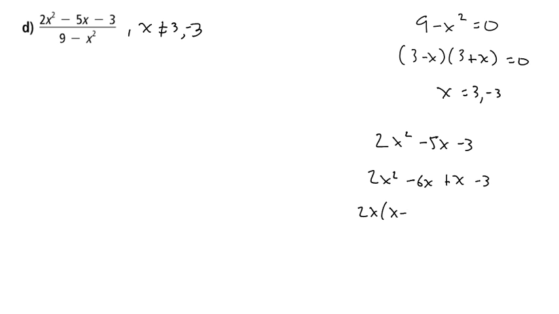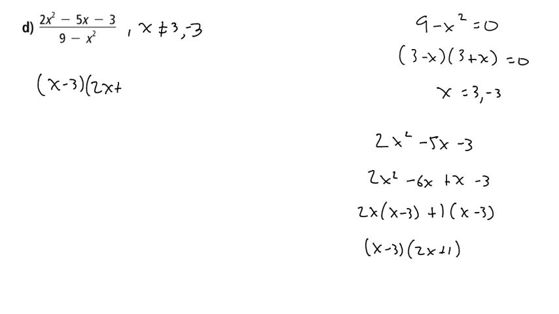Factor out a 2x. And that's just a 1 factored out. You don't need to write anything there if you don't want to. We pull the x minus 3 out, and we're left with 2x plus 1 inside the brackets. So the top is going to be x minus 3 times 2x plus 1. And we're going to have 3 minus x over 3 plus x.